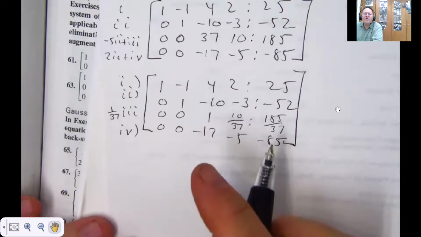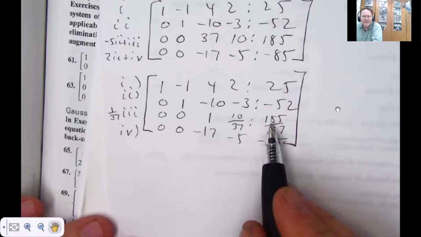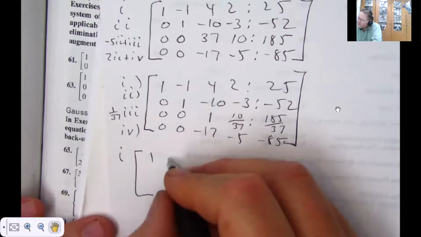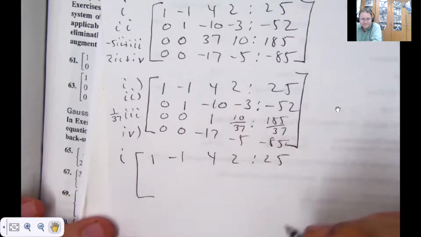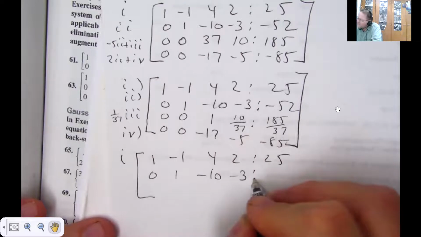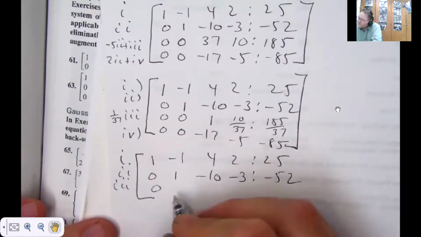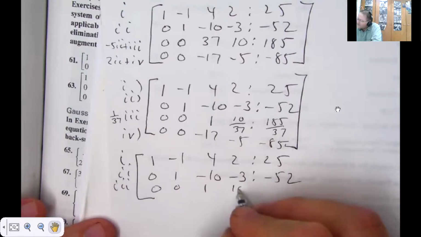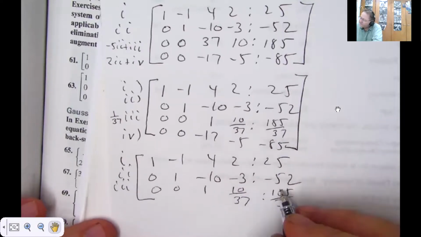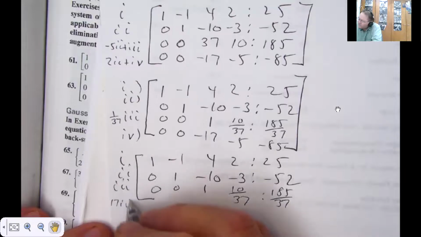Here we go. Now I got to multiply this row by 17, because my next goal is to make that a zero. Multiply this row by 17 and add it to the one below it. So I'll keep row one the same. It's 1, negative 1, 4, 2, and 25. I'll keep row 2 the same. 0, 1, negative 10, negative 3, negative 52. I'll keep row 3 the same. It is 0, 0, 1, 10/37. That's really ugly. And 185/37. That's really ugly. And then for row four, I'm going to do 17 times row three plus row four.